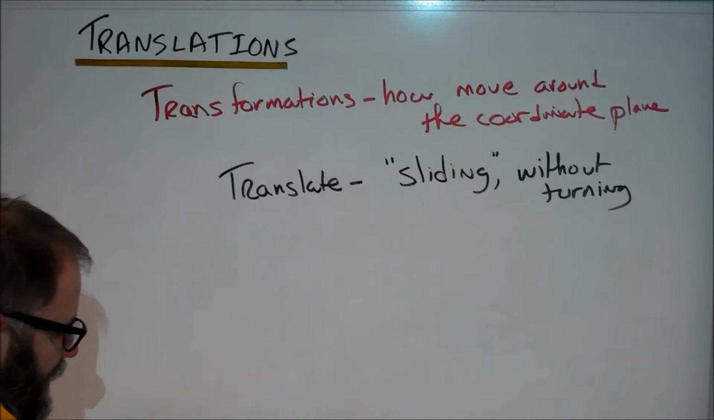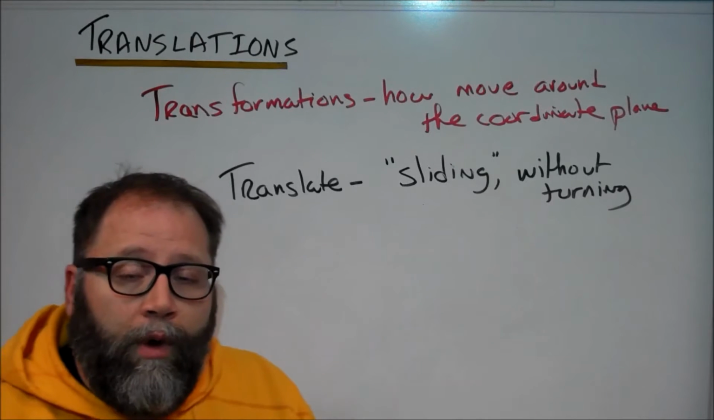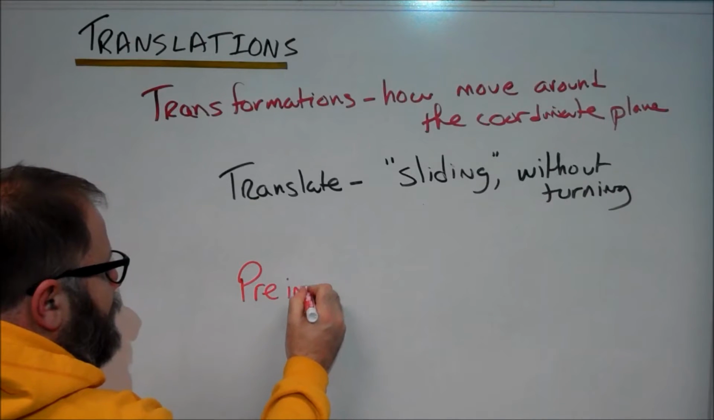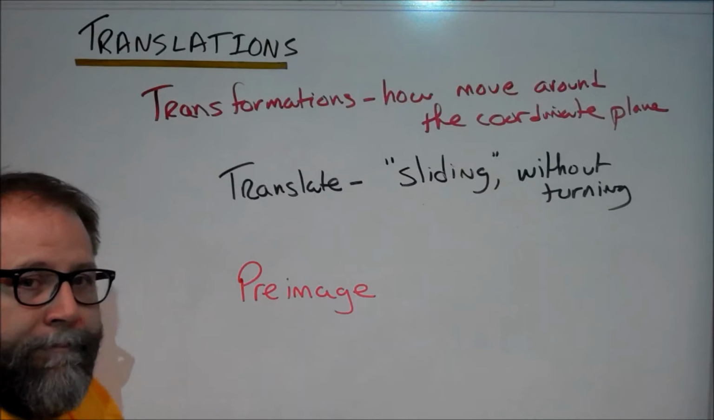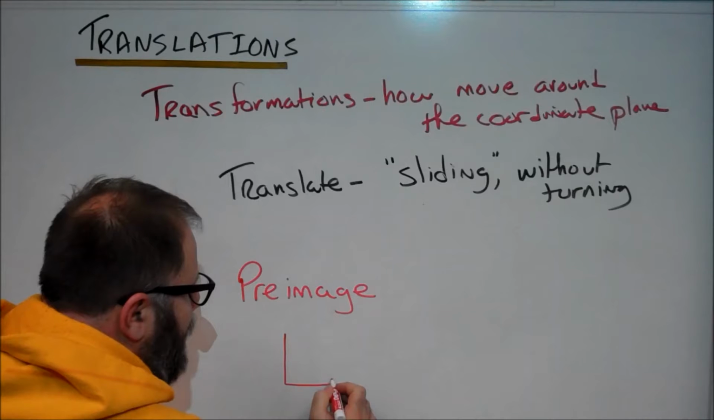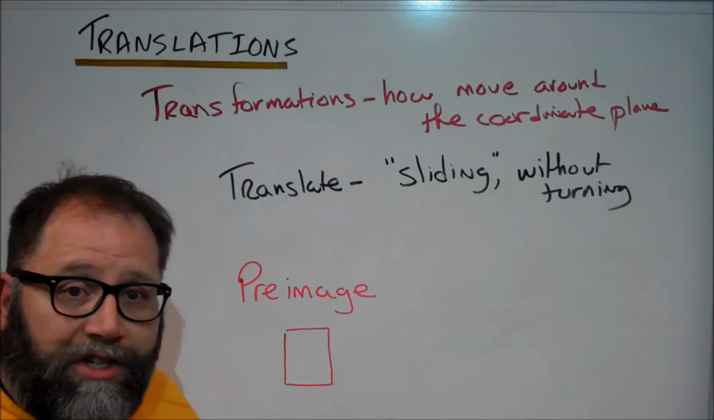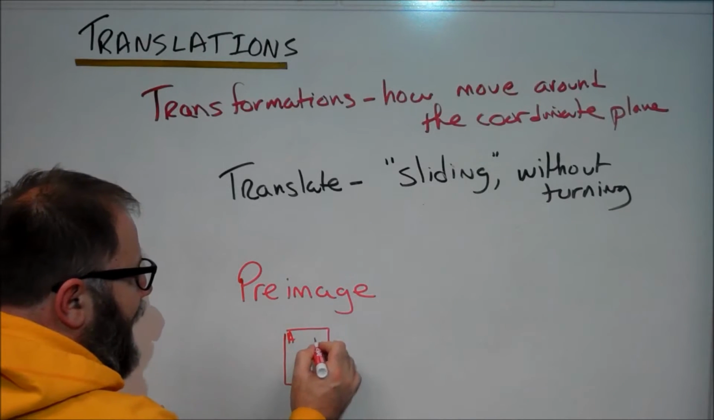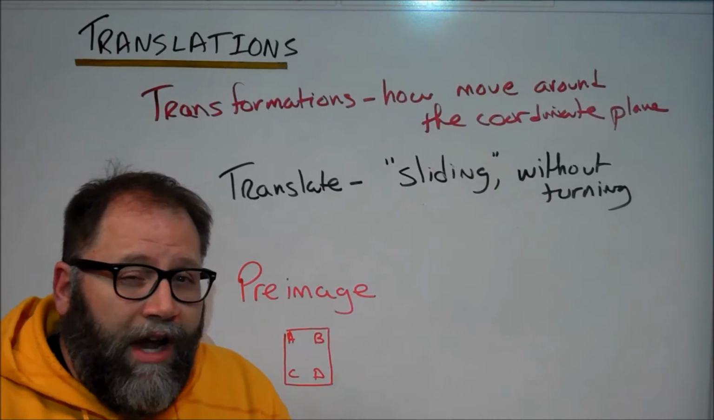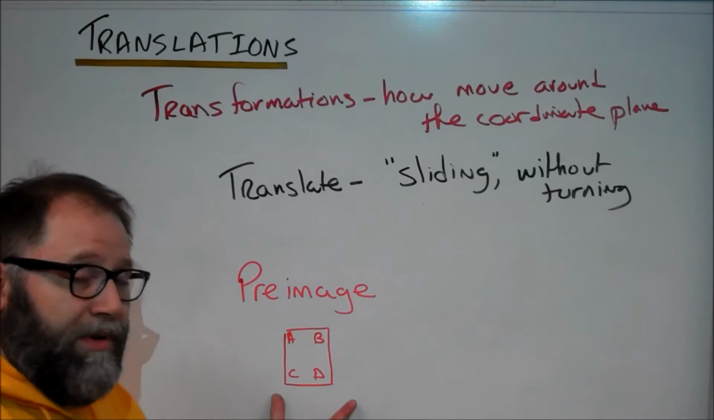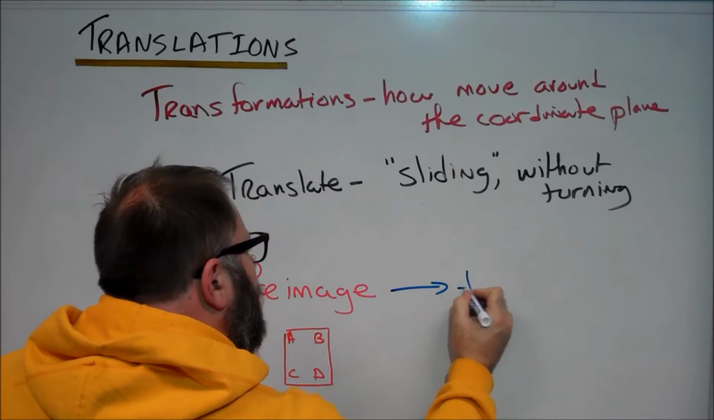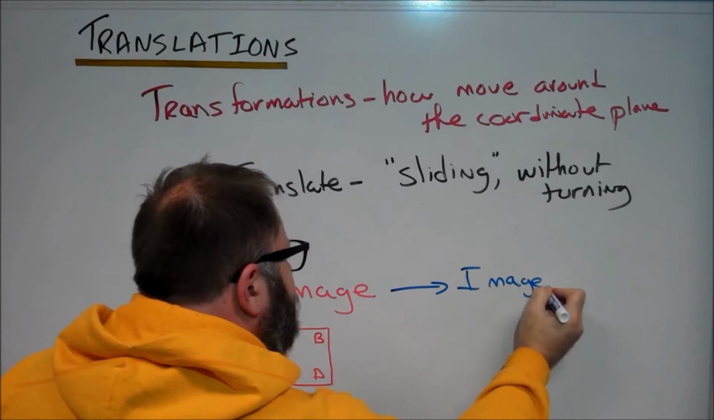What we're also going to do is, wherever the image starts, we're going to describe that as the pre-image. That's where that image is right when we start. So if I were to draw just a small rectangle here, similar to the one I just showed you, and label it A, B, C, D, that is the pre-image. The pre-image is what we started with. And after we translate it, it's going to become the image.